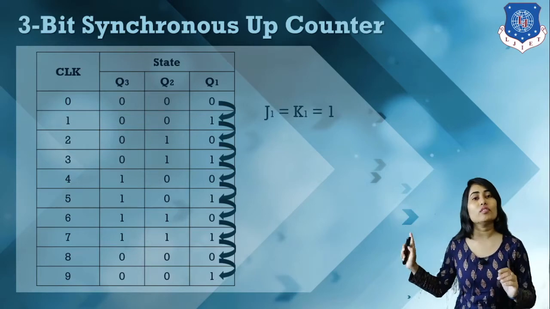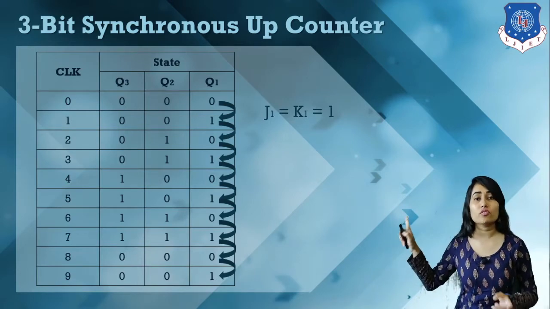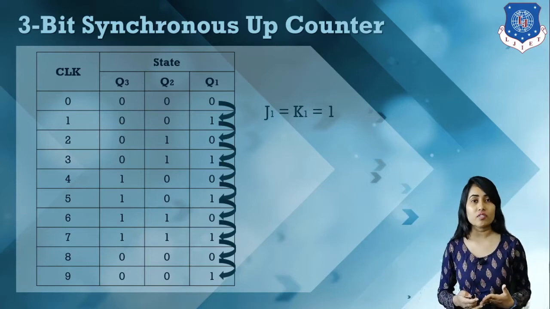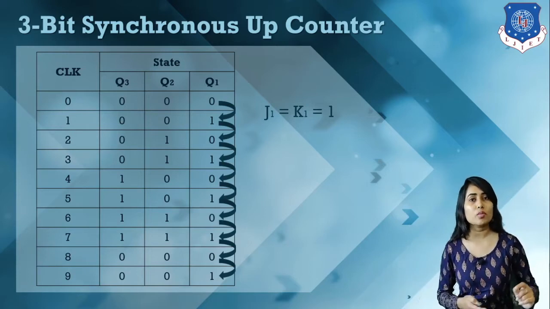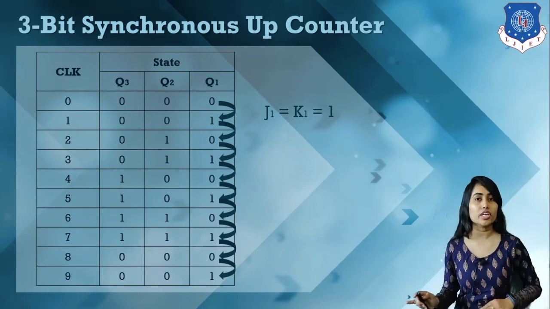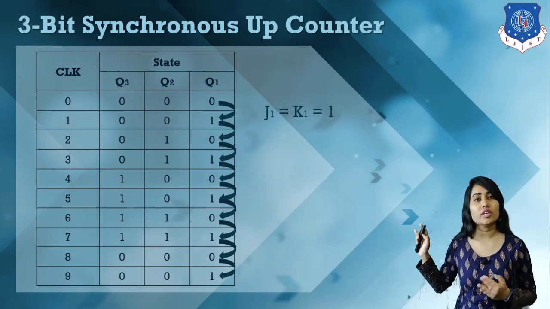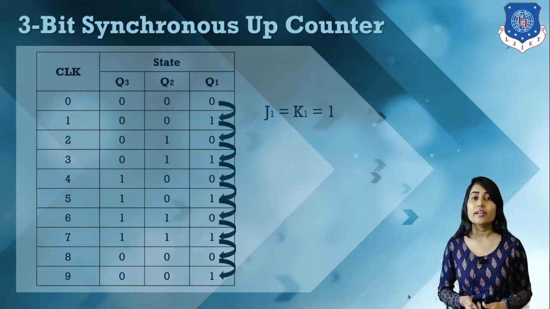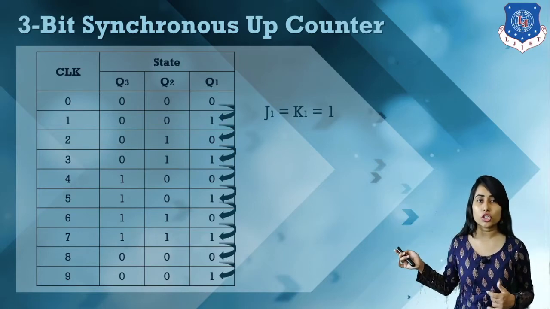Okay, whenever we have J1 K1 equal to 1, 1, our flip-flop will be toggled. So each and every time we apply a clock pulse, our output will be toggled. So here we have a J1 K1 input for this 3-bit synchronous up counter. Now let's observe this Q2 sequence.